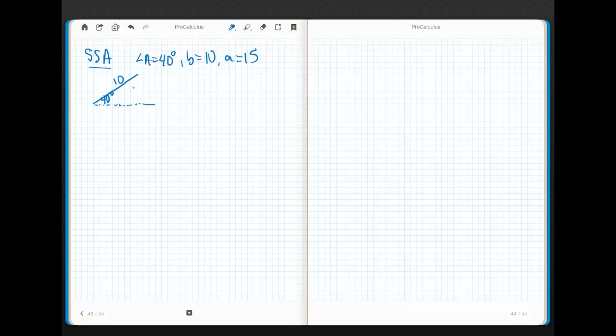Well, where does that 15 go? There's no way that I can crank that side length of 15, because watch what happens if I try to.